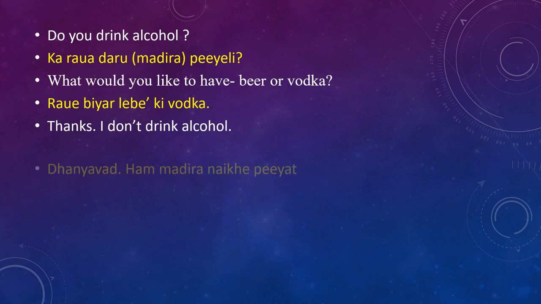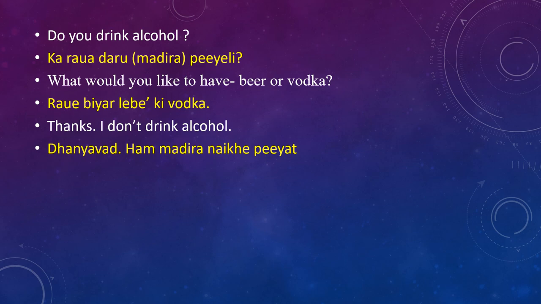So how will you say? Dhanyavad. Hum madira naikhe piyat. Hum means I, madira, alcohol or whatever he's asking. Naikhe piyat, don't drink. Piyat means drink. Naikhe piyat means don't drink. Now, rave beer lebe ke vodka? Will you take? Lebe means take.